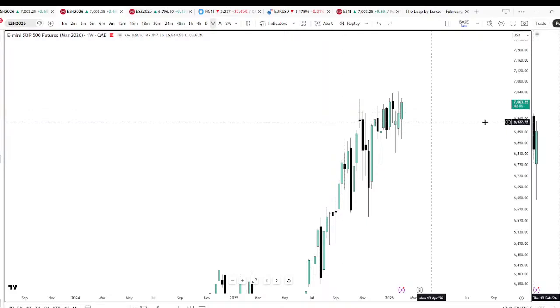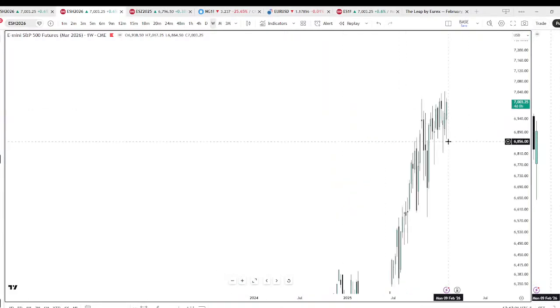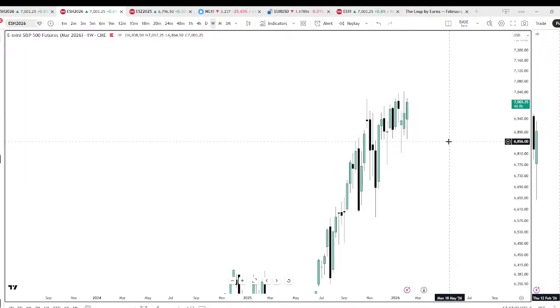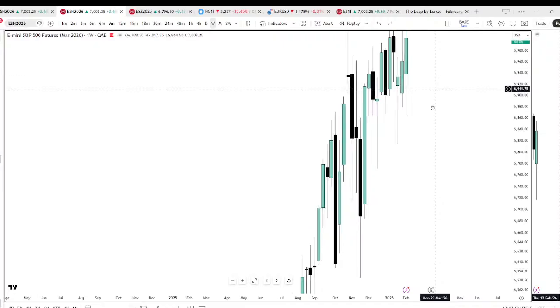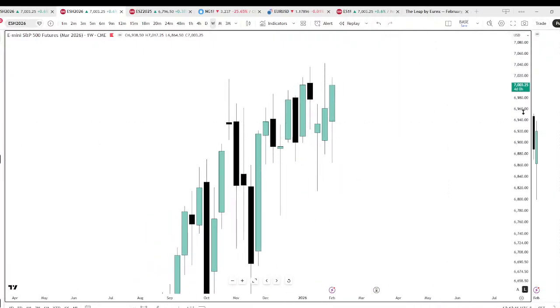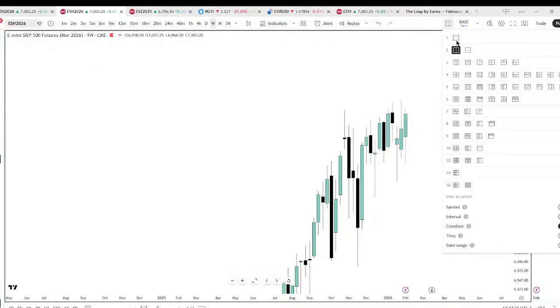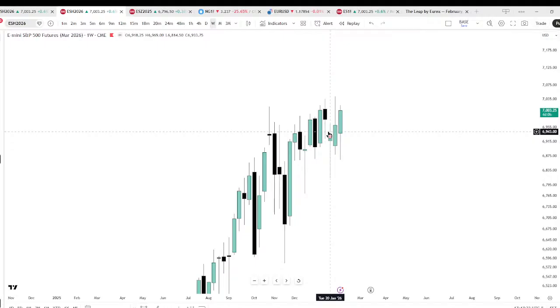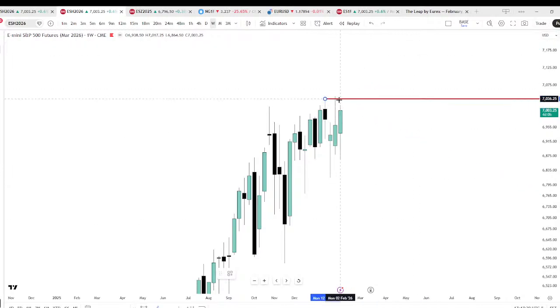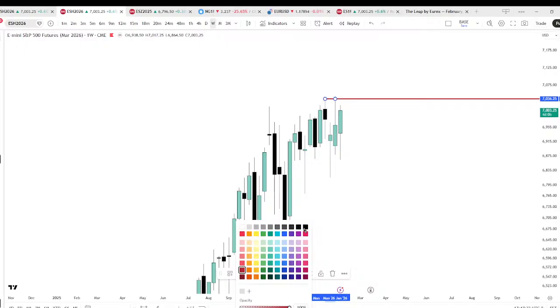Okay, so we're looking at a daily chart for the E-mini S&P March 2026 contract. Looking at the daily chart, we are in a nice consolidation period right now, but just some things that we want to note. Last week we had an all-time high taken out here.